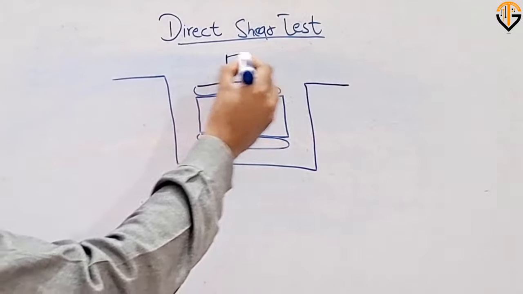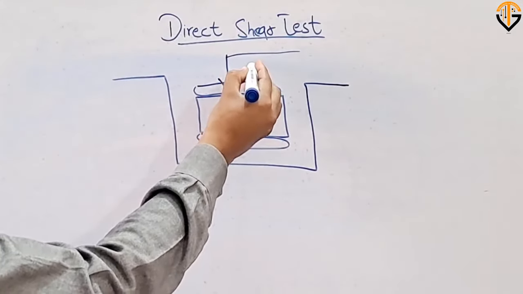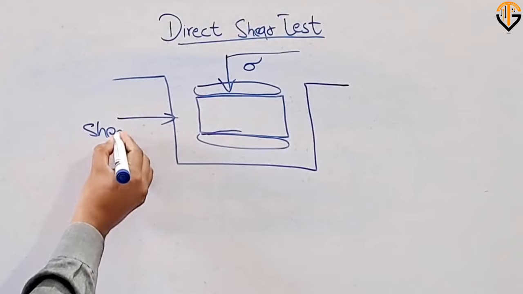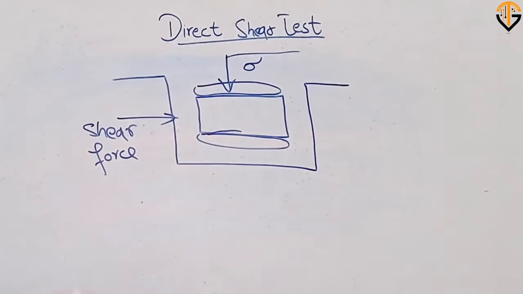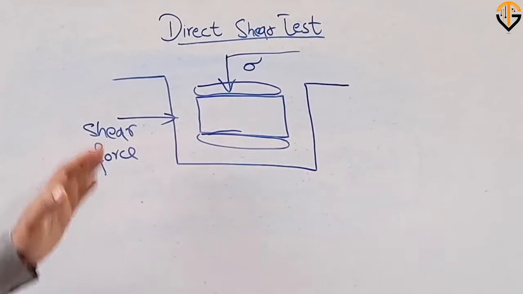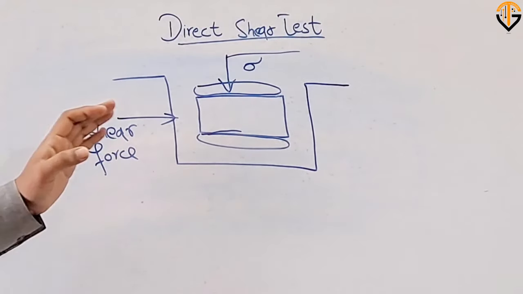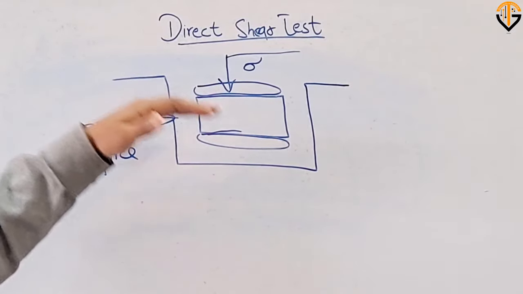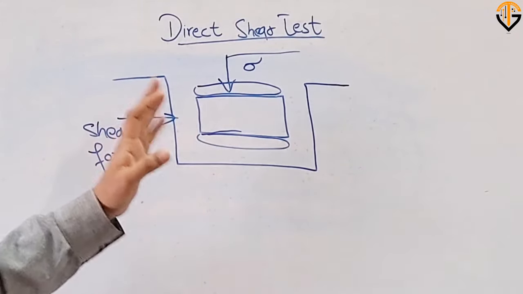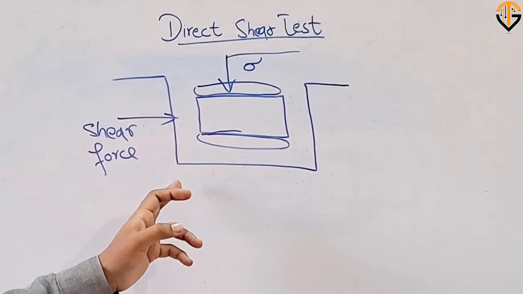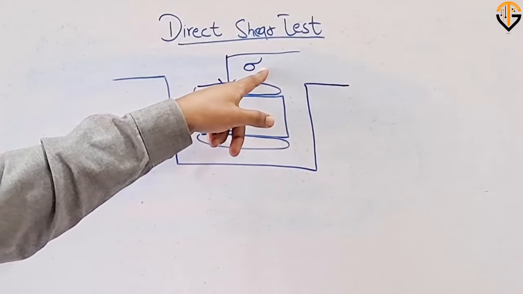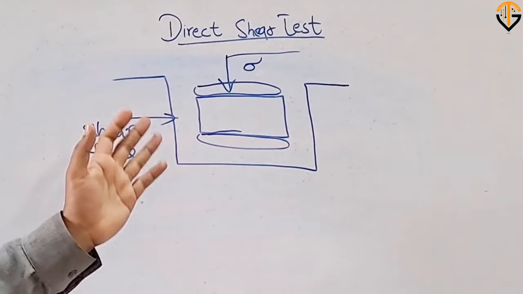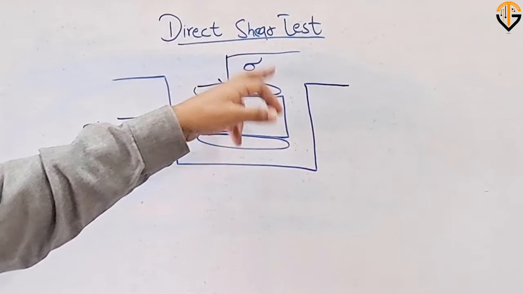Then we apply a constant normal stress or normal force, sigma, and we apply shear force with a controlled strain rate. So this shear force is applied to move the upper half of the soil sample while the lower half of the soil sample remains intact. The point where the soil fails is recorded as the shear stress corresponding to the particular normal stress. This normal stress is anticipated from the design, or it can be applied to develop the failure envelope.